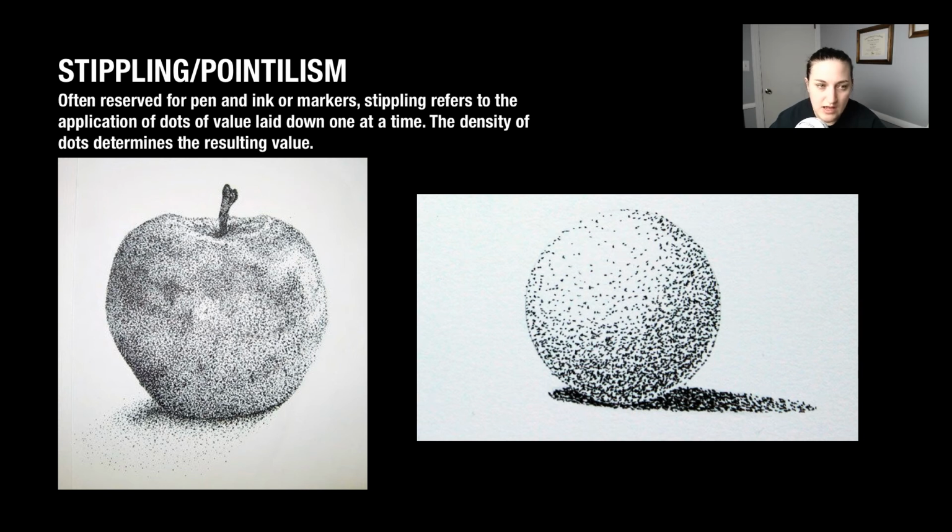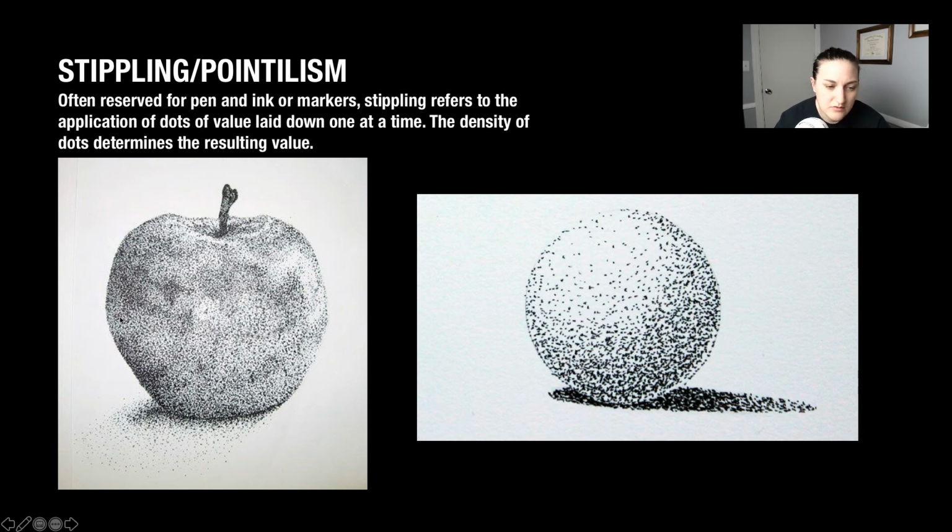Stippling refers to the application of dots or value laid down one at a time. The density of dots determines the resulting value. So again, denser areas of dots makes this area much darker right here, right?